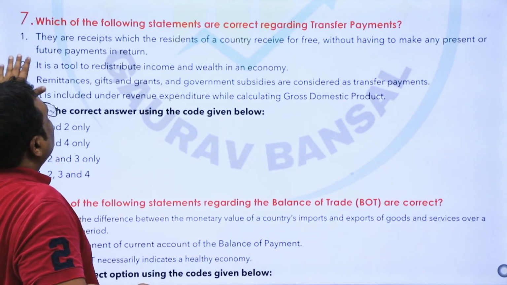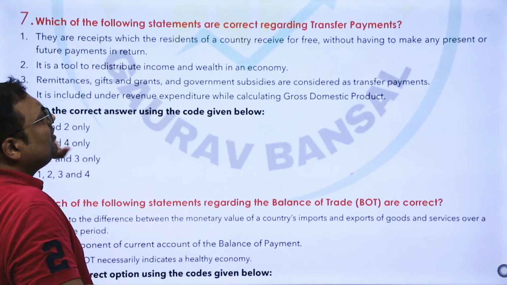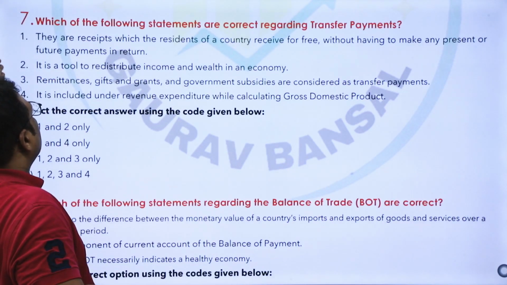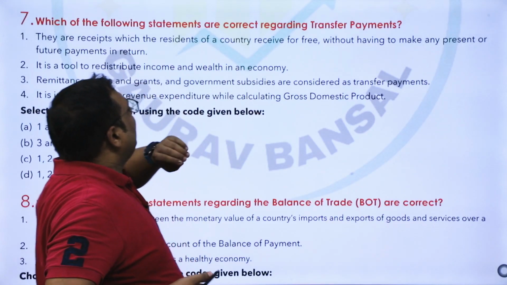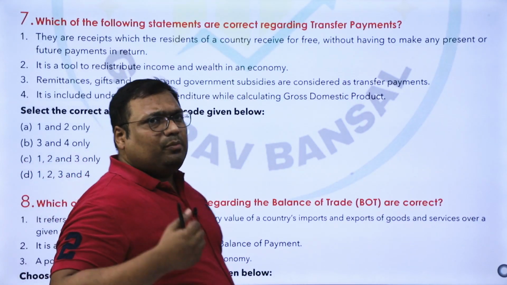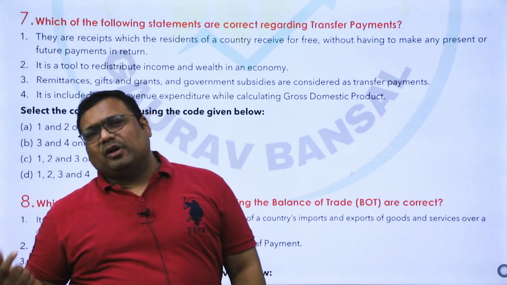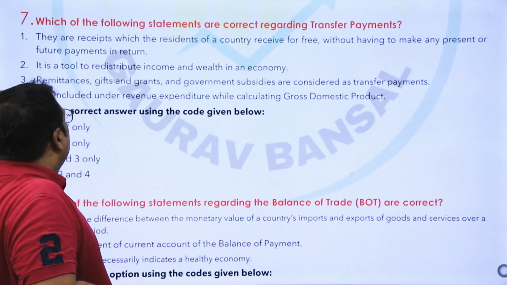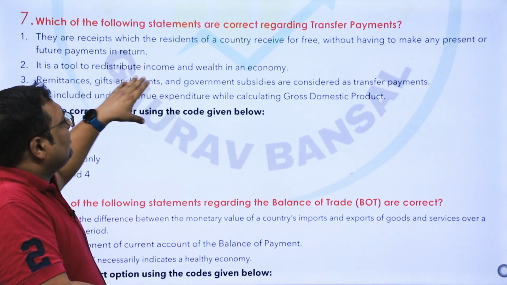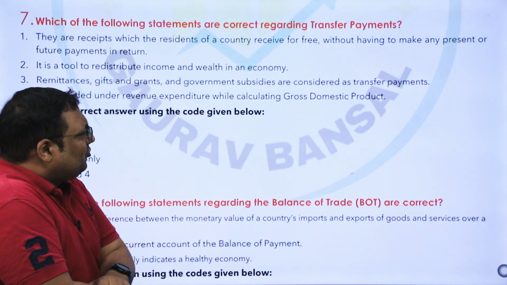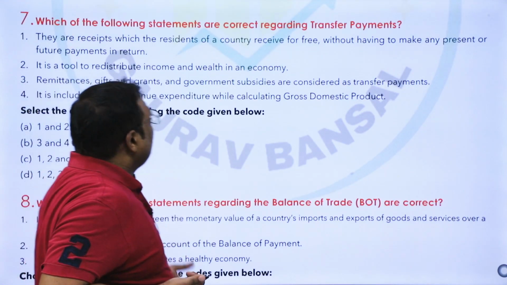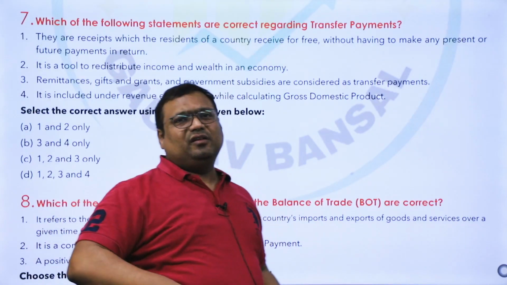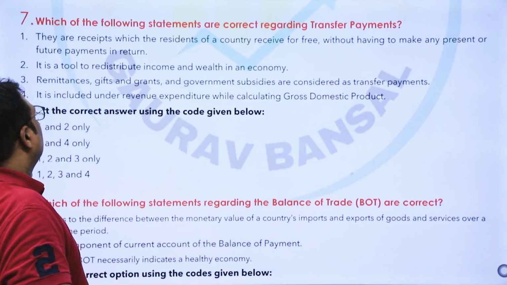Now, receipts which residents of a country receive for free without having to make any present or future payment in return. That is correct. Second, it is a tool to redistribute income and wealth in an economy. It is all possible because subsidies are very good example of transfer payment and government use it to redistribute income and wealth. Third, remittance, gift and grant and government subsidies are considered as transfer payments. That is also correct. Remittances, gifts, grants, all of these are given and in exchange nothing is taken. So that is all correct.